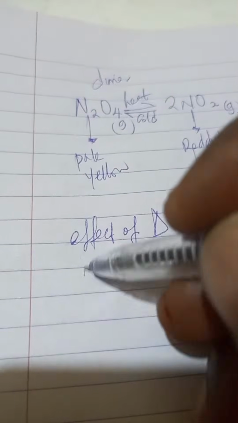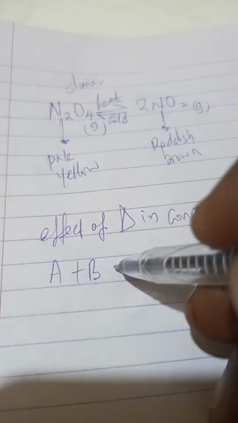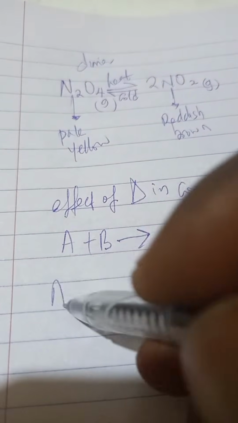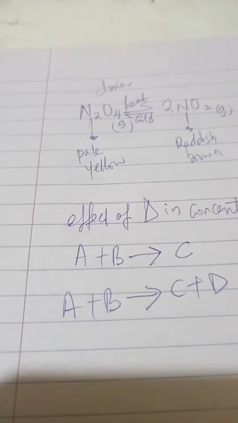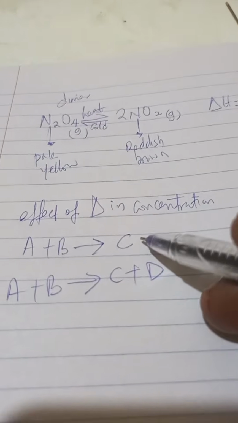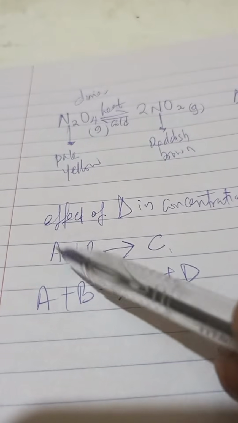So I'm going to use the same format. A plus B produce C. And I'm going to use the one that is double. A plus B produce C plus D. So let me start with the first side. If you look at the first case, A plus B produce C. What will happen if the concentration of A is increased?